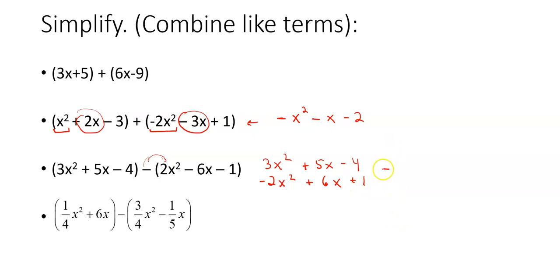So when I go to combine like terms, I just go 3x squared minus 2x squared is 1x squared. 5x plus 6x is 11x. 1 minus 4, -3. All right, so there it is. I've combined like terms. I've got a trinomial of degree 2.